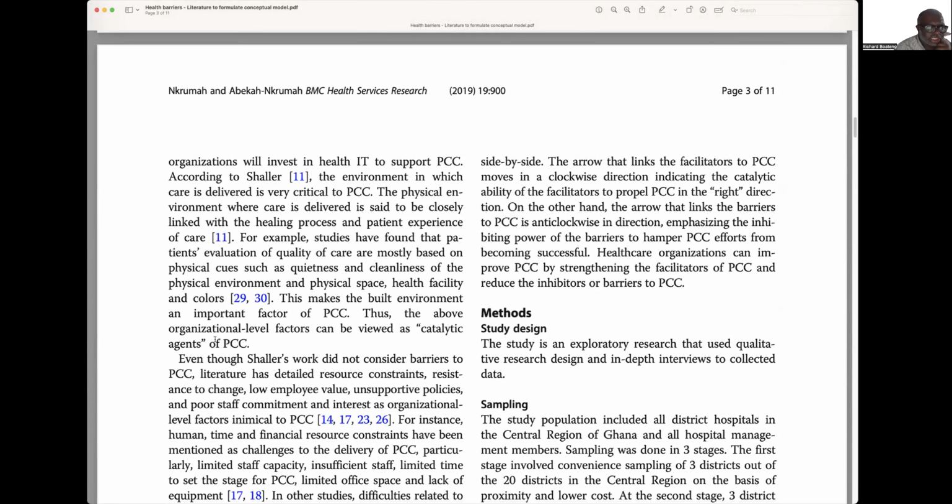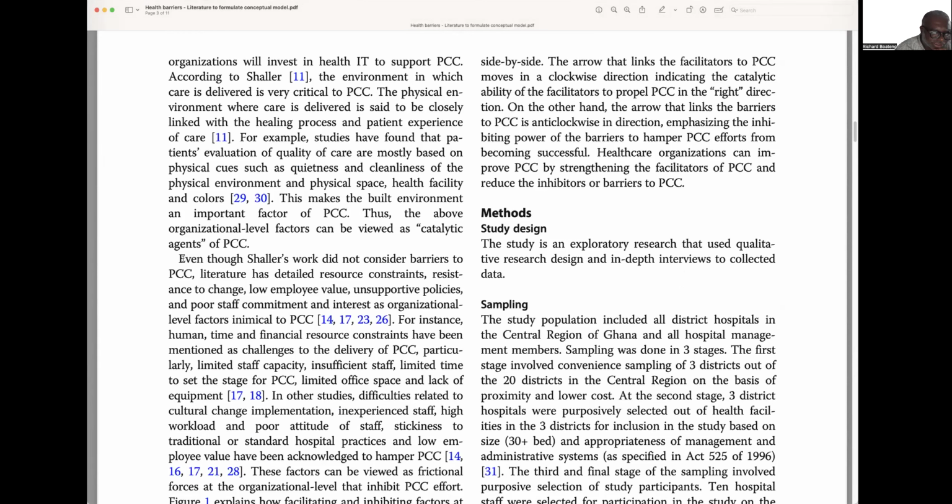Okay. Even though Charlotte's work did not consider barriers, it means that somebody's work may not have everything. Literature has, you see the word here, literature. That's why I was telling you that sometimes people draw from literature. Even though the Charles work did not, so he put on Charles work, which is also literature. Literature has detailed resource constraints, resistance to change, low employee value, unsupported policies, poor staff commitment and interest, as organizational level factors inimical to PCC.